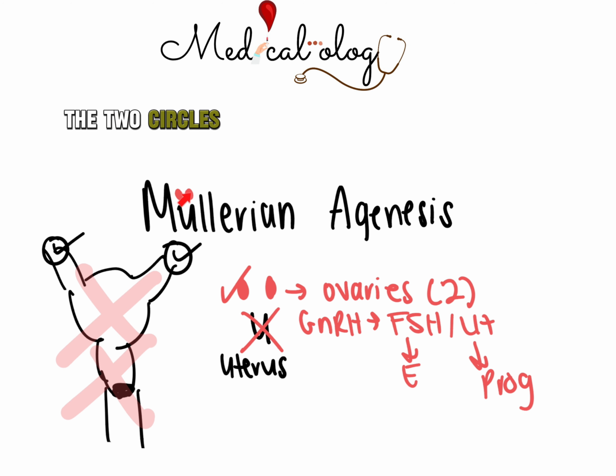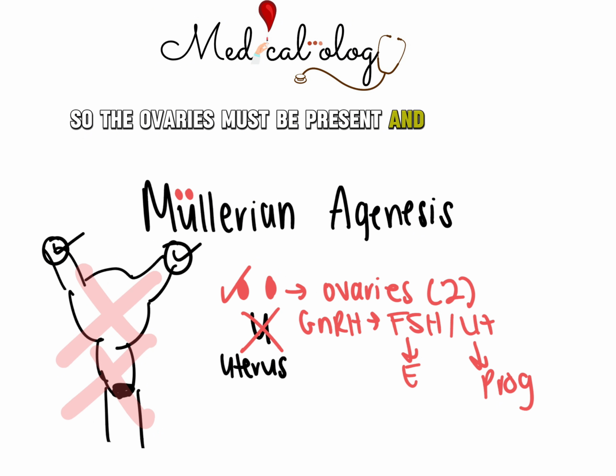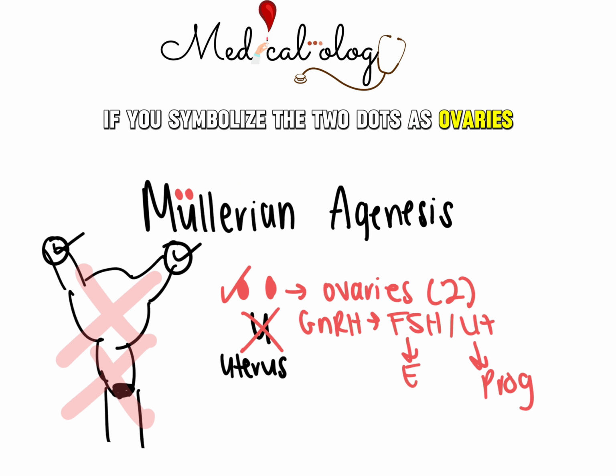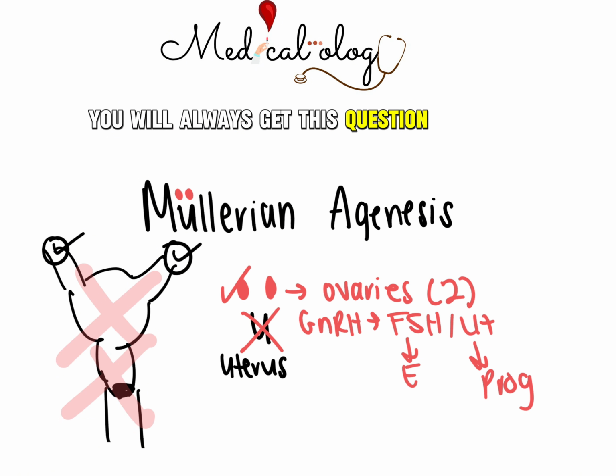Remember, the 2 circles stand for or symbolize ovaries. So the ovaries must be present and functioning. And the U is absent. So there's no uterus and no cervix. There's a blind-ended pouch. Guys, I'm telling you, every time if you symbolize the 2 dots as ovaries, you will always get this question right.